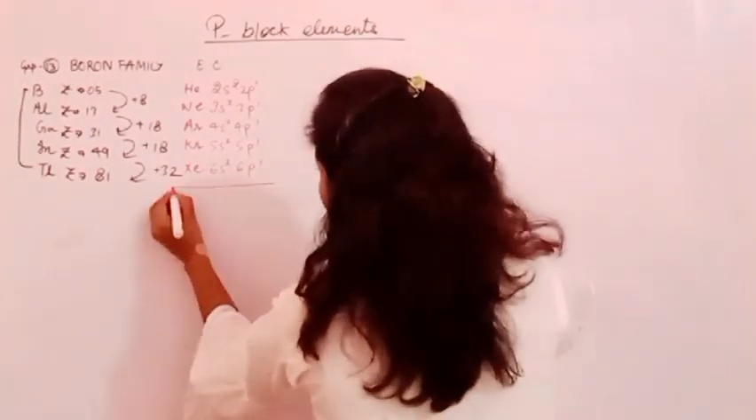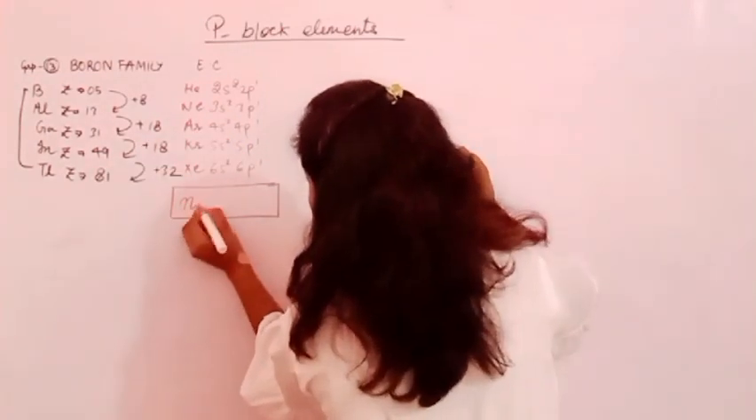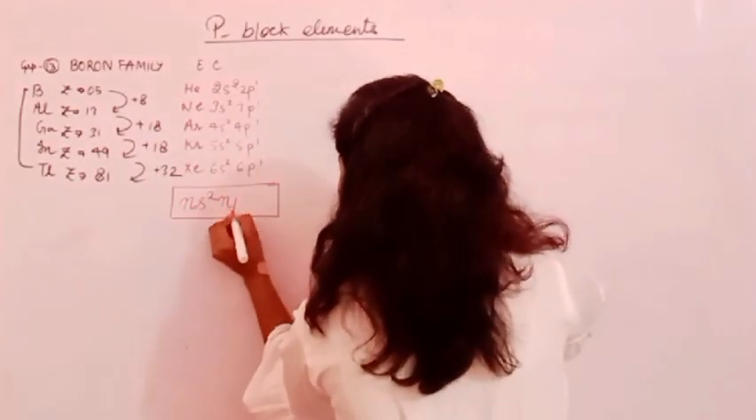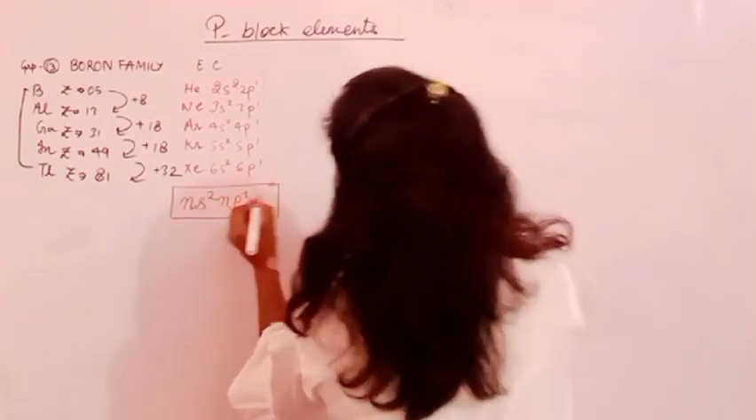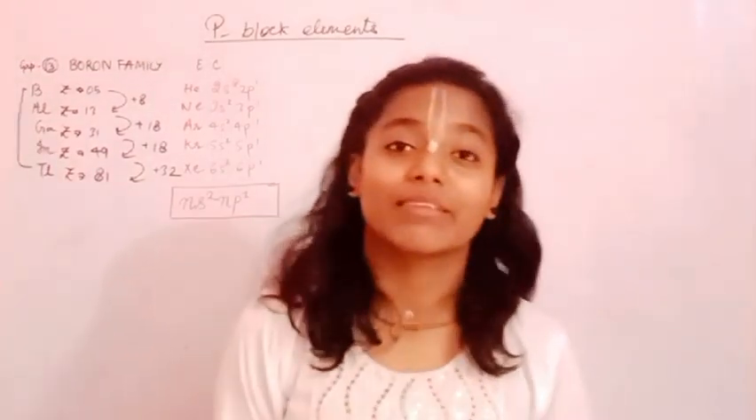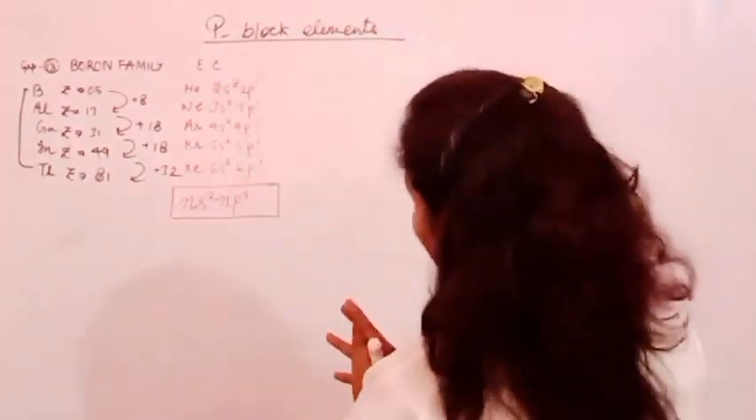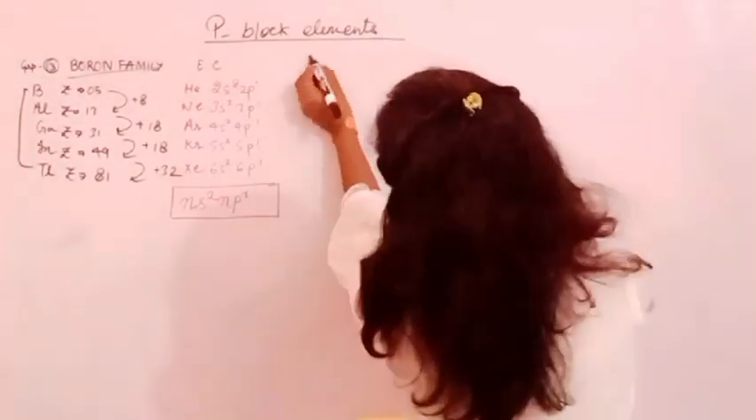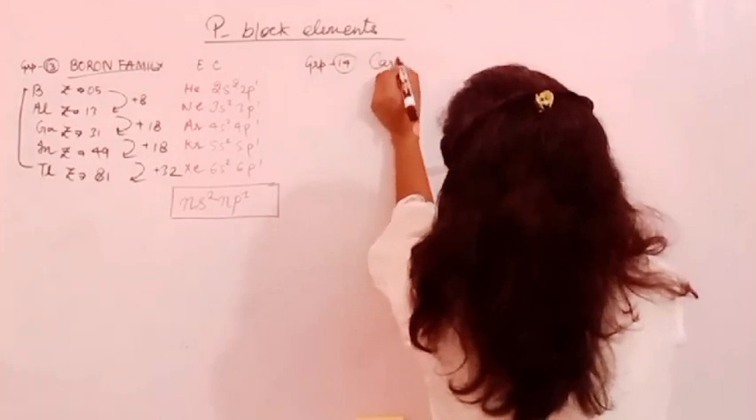So what is the general electronic configuration for the boron family? That is ns2 np1. I hope this is clear to every one of you. That's all for the boron family. Talking about group number 14, that is the carbon family.